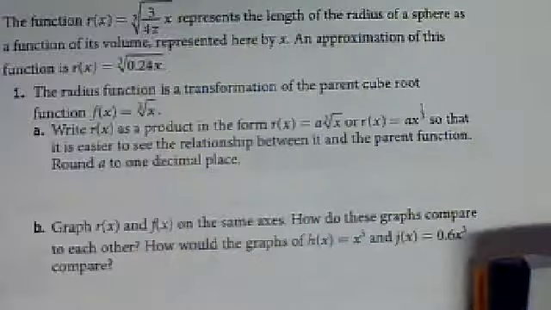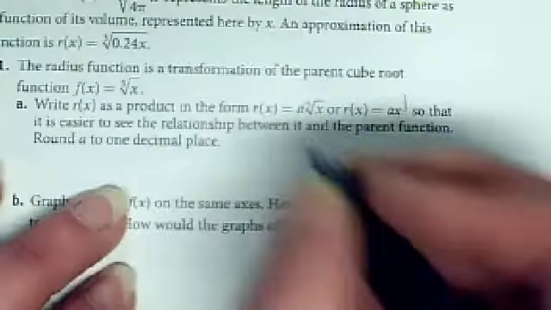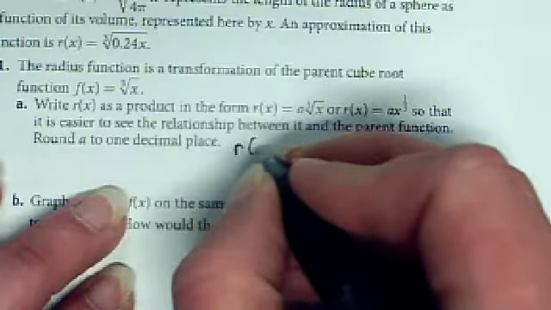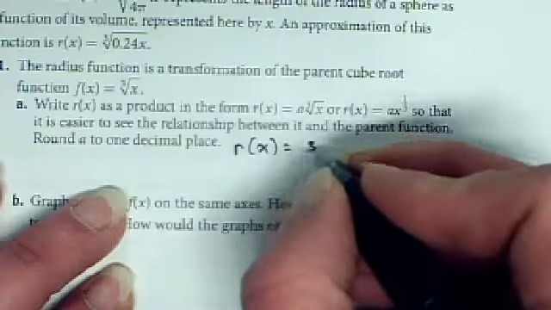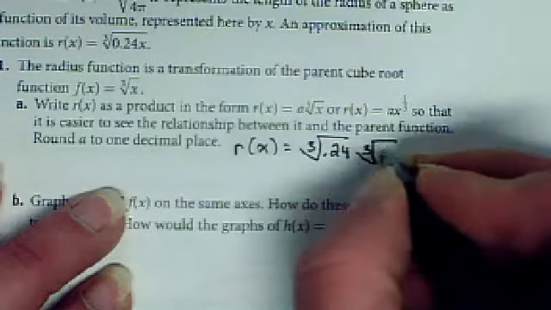So kind of like when we had that the square root of 2x could be rewritten as the square root of 2 times the square root of x. Similarly, if we have the cube root of something times something, we can split it apart the same way. So the cube root of 0.24x could be rewritten as the cube root of 0.24 times the cube root of x.